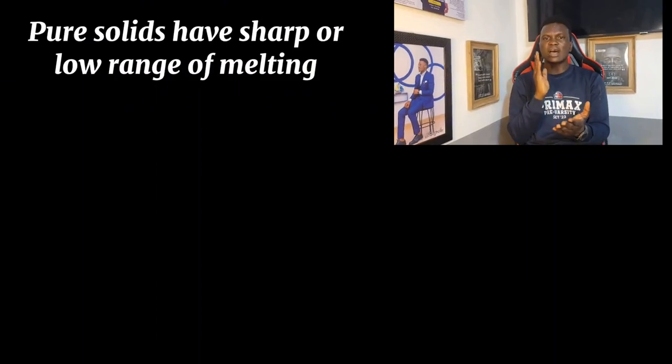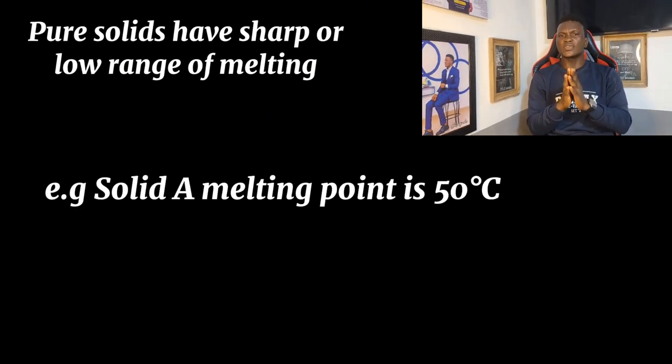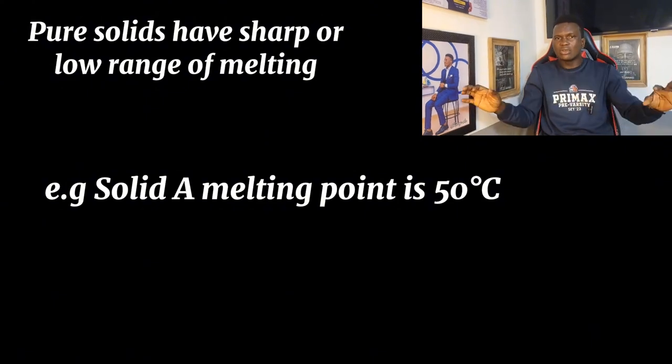Then number one, melting point. Whenever you are using melting point, you use it for solids. Every pure solid will have a sharp or narrow range of melting. If I tell you that the melting point of solid A is 50 degrees Celsius, that means when I start heating A up, A will melt at exactly 50 degrees Celsius, and probably 49 to 50, just that narrow range.